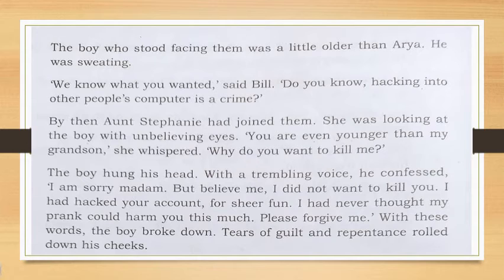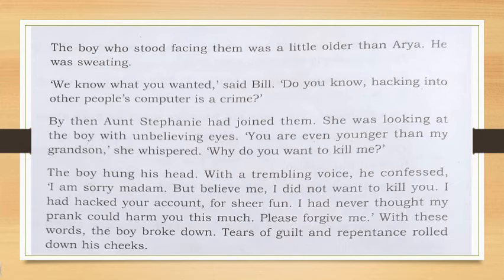The boy hung his head. So he was ashamed. The hacker was ashamed and he hung his head. That means he bowed his head. With a trembling voice, he confessed, "I'm sorry, ma'am." What did he say? The hacker said with a trembling voice. That means he has done a mistake. So he wanted to admit the mistake. So he said sorry to Aunt Stephanie.